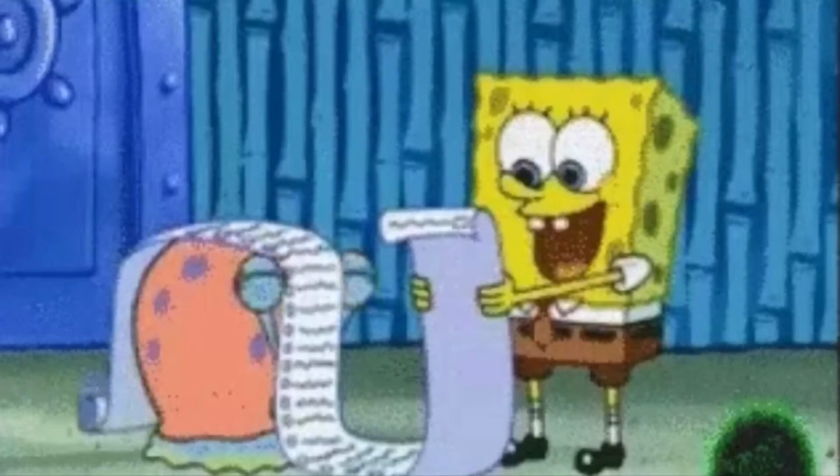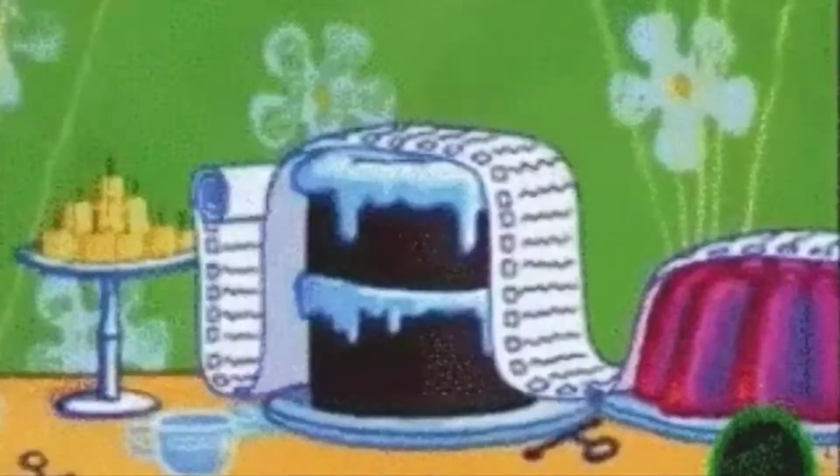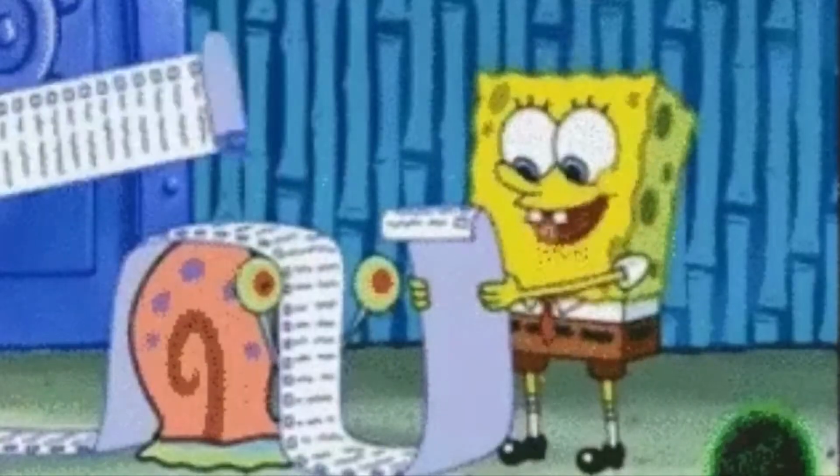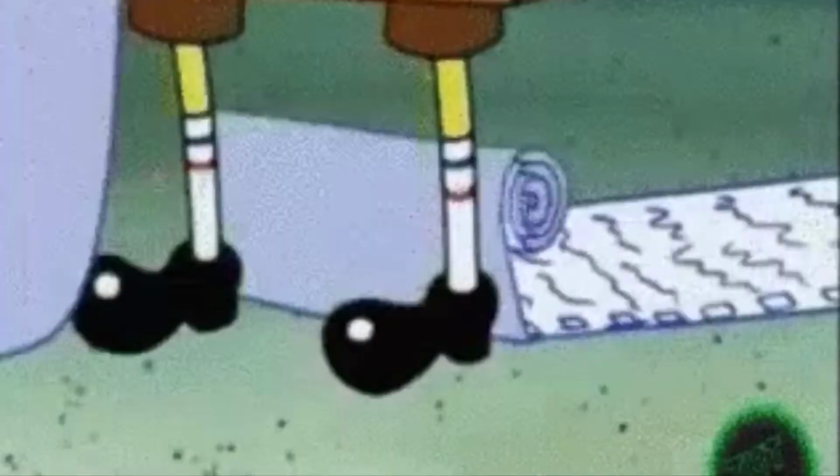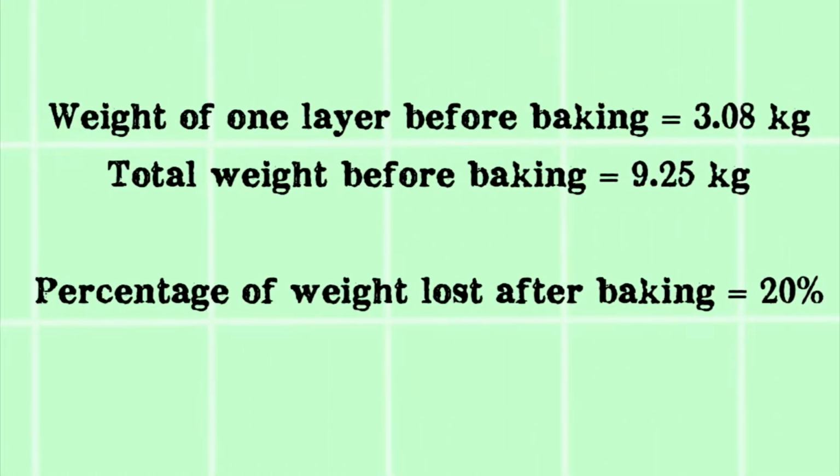To find the total weight of the cake before baking, we added all the ingredients together. As you can see, it's a lot of cake. In total, before baking, one layer of cake would weigh 3,086.36 grams, or about 3.08 kilograms. That means that in total, our cake would weigh 9,259.08 grams, or 9.25 kilograms, before baking.